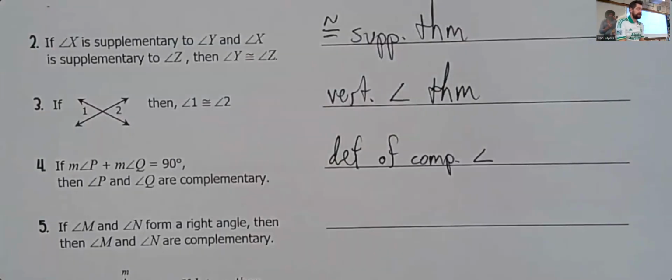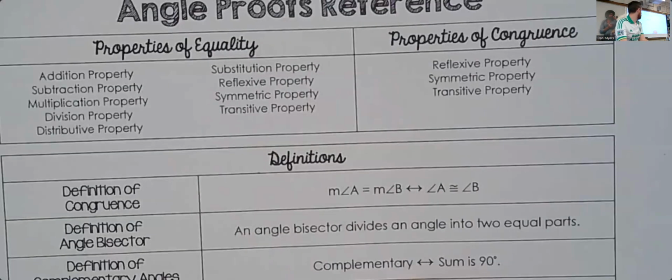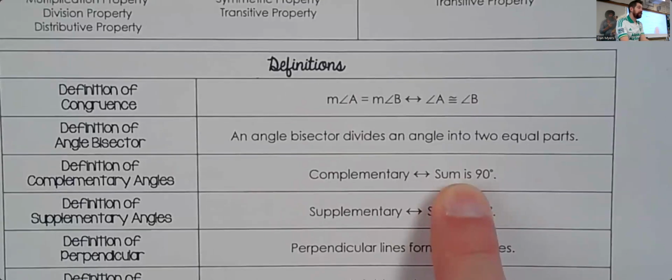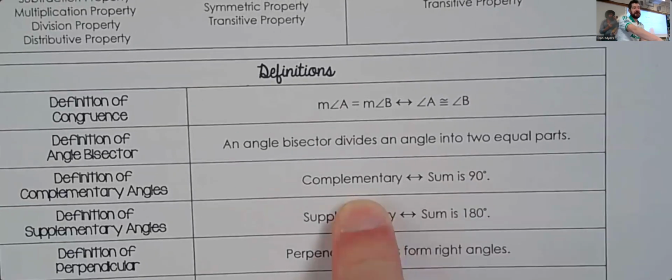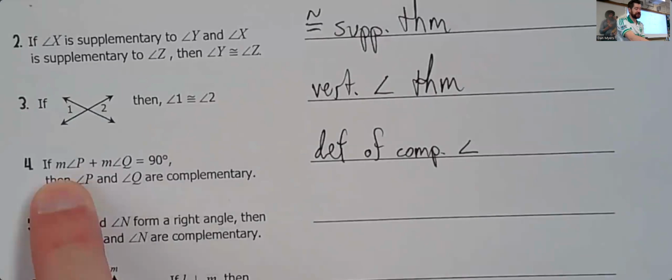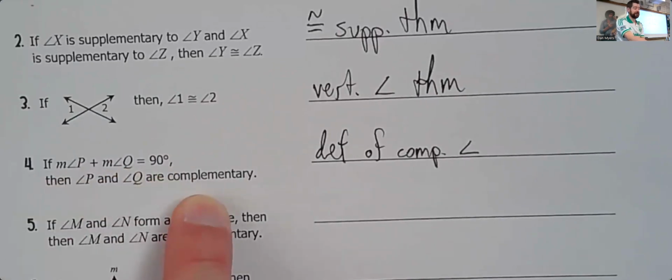And that says right here, angles are complementary if their sum is 90, or if you have two angles whose sum is 90, that means they're complementary, which is exactly what was used here. Two angles whose sum is 90 means they're complementary.